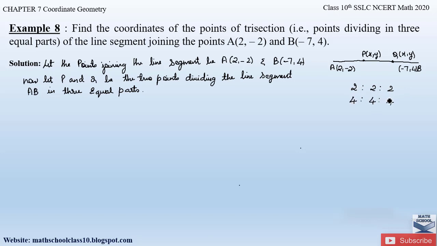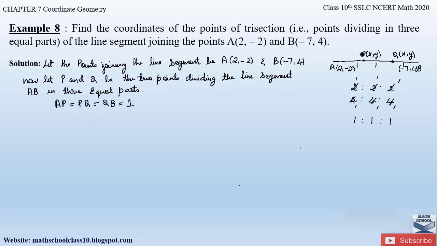or 4:4:4. Whatever the ratio might be, it will cancel out, like 2 one times, 2 one times and 2 one times. Similarly, 4, 4 and 4 can be cancelled as 4 one times, 4 one times and 4 one times. Therefore the final ratio will become 1:1:1. So we assume the ratio in which P and Q divide AB is 1:1:1. The value of AP is 1, PQ is 1, and QB is also 1, because the points divide the line segment AB in 3 equal parts.